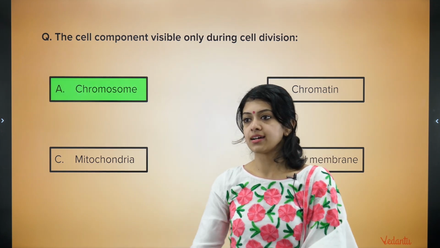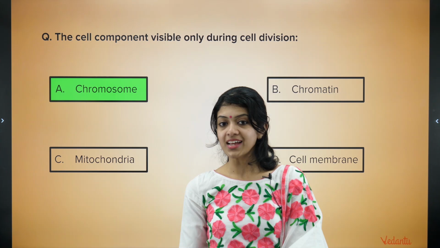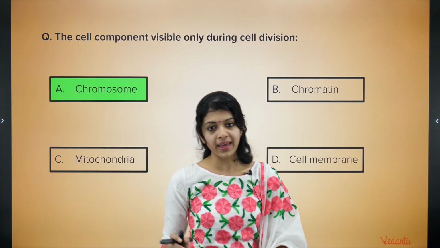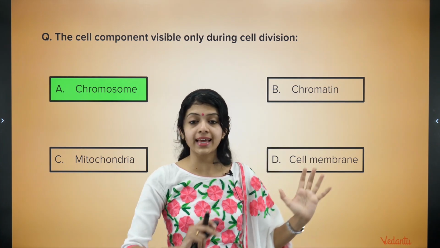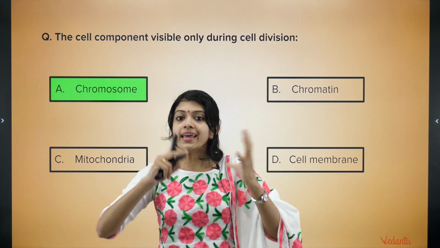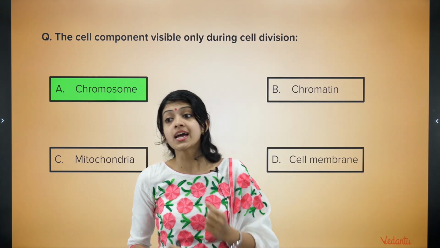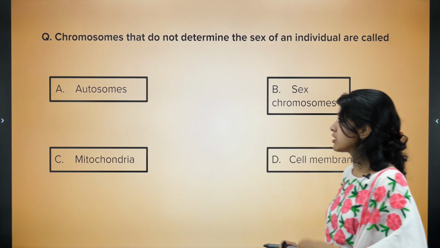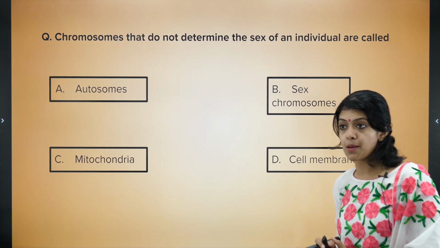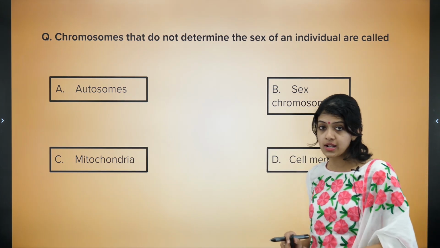And the correct answer is chromosome. Right? During cell division is only when you would see the structure in the form of chromosome. Until then, in the interphase, you would find it only as a thread-like structure, which is called chromatin. Right? So, coming to the next question, chromosomes that do not determine the sex of an individual are called.